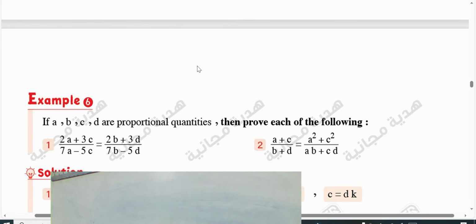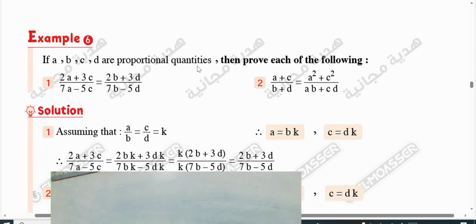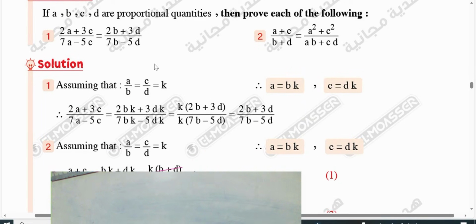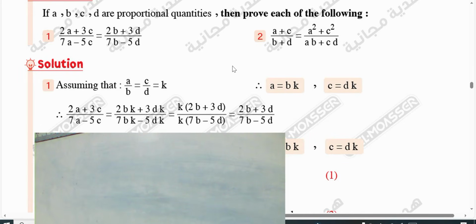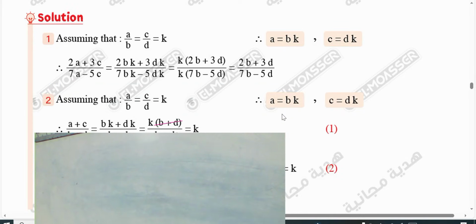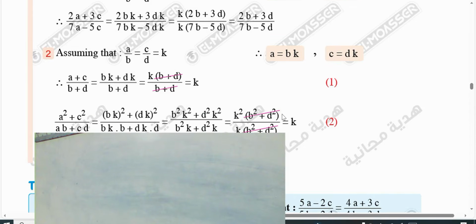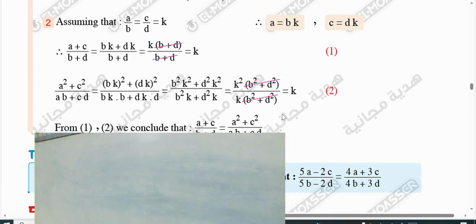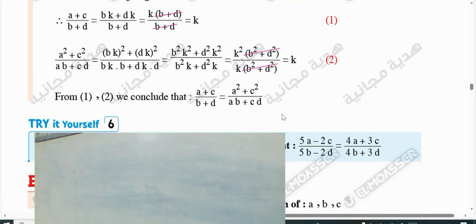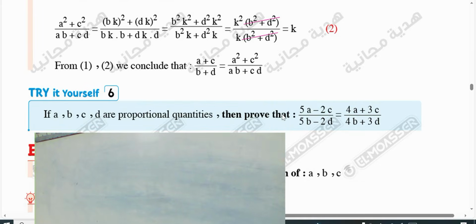Example number 6. If a, b, c, d are proportional quantities, prove that the following left hand side equals right hand side. Look at here, question number 1. We can put a over b equals c over d equals k, then the value of a equals b times k and c equals d times k. At relation number 1, left hand side simplifies to the result equivalent to right hand side. And also number 2, we can solve left hand side and right hand side, they are equivalent, equal constant k. From relations 1 and 2, we conclude that left hand side equals right hand side.